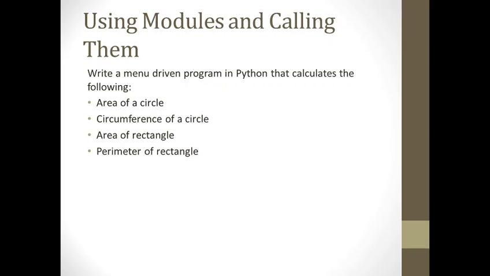Write a menu driven program in Python that calculates the following: area of circle, circumference of a circle, area of rectangle, perimeter of rectangle.